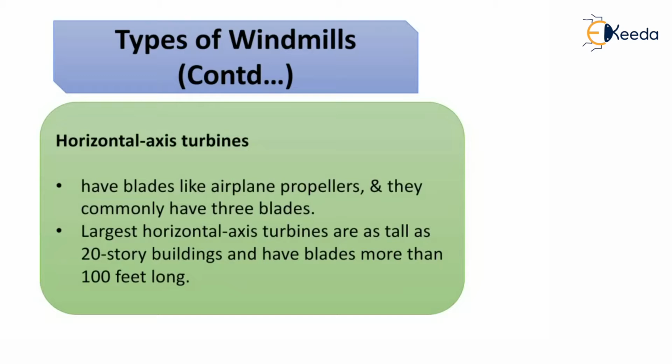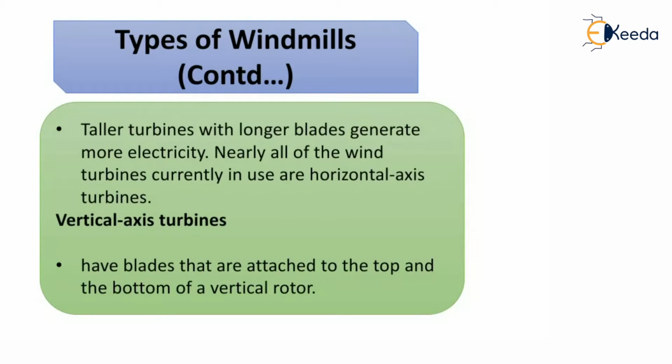Now we will see the first type of windmill, that is the horizontal axis turbine or horizontal axis windmill. They have blades like an airplane propeller and they commonly have three blades. The largest horizontal axis turbines are as tall as 20-story buildings and have blades more than 100 feet long. Taller turbines with longer blades generate more electricity. Nearly all the wind turbines or windmills currently use the horizontal axis turbine.